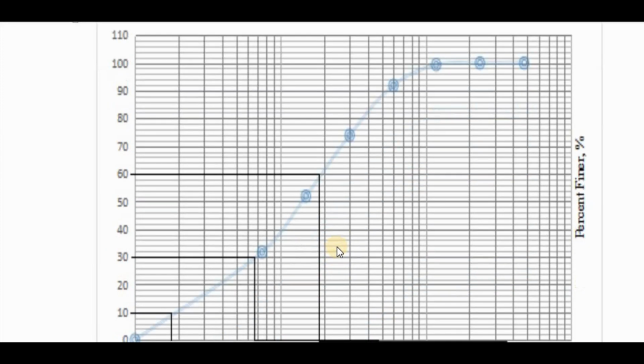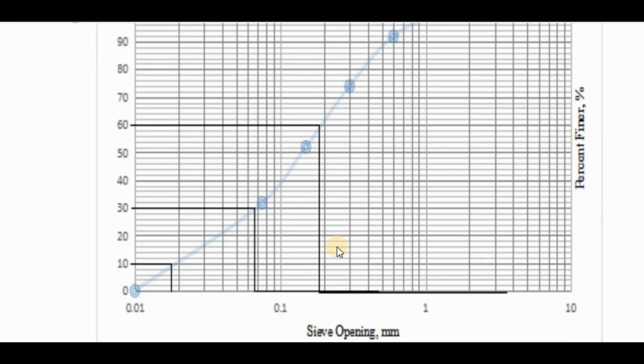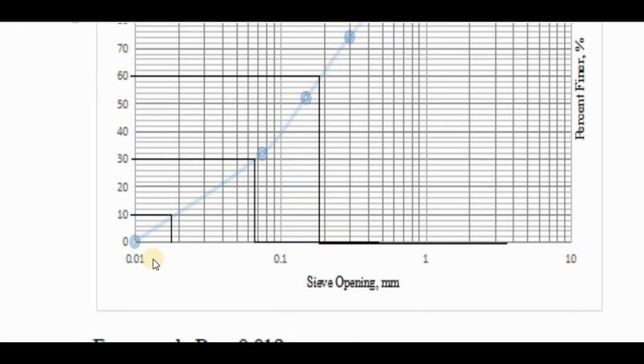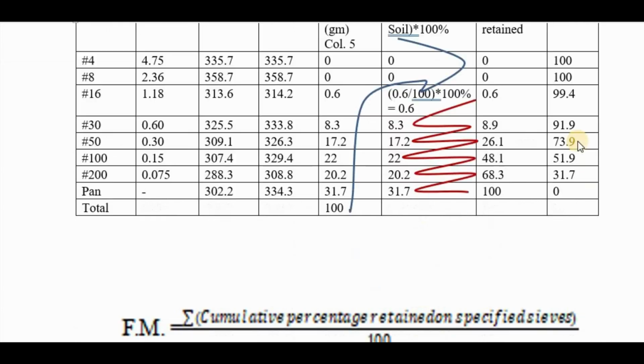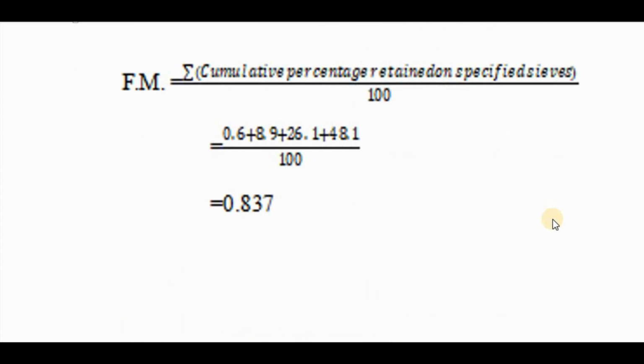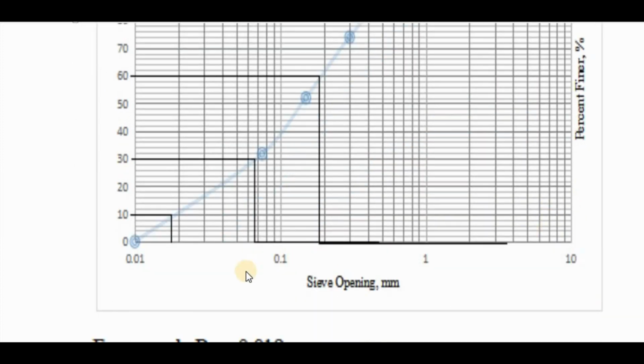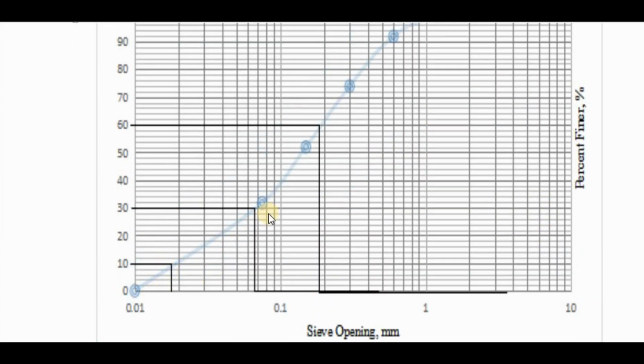After that, you have to take a semi-log paper where the x-axis shows the sieve opening and the y-axis shows the percent finer. This is the percent finer. If you plot all of these values, you get a curve. I repeat, this graph is semi-log graph paper, not a normal graph paper and not log graph paper.